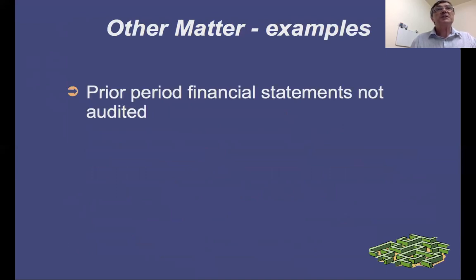First one is prior period financial statements not audited at all. So we say, just to let you know, the prior period financial statements were not audited. This is not to do with getting evidence about opening balances. That's a matter of if we don't get that, we have to qualify our audit opinion. This is, even if we do get full evidence, we're just telling the readers that, oh, by the way, last year's accounts weren't audited.